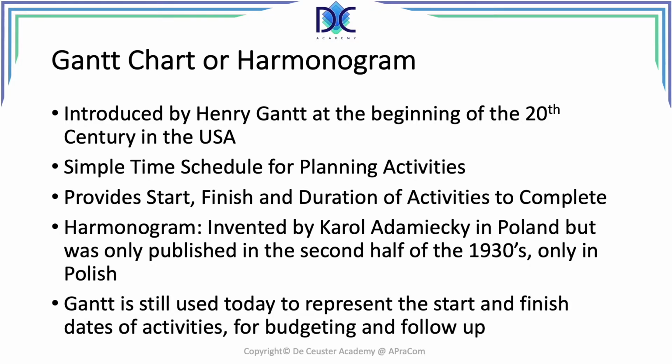The Gantt chart provides the overview of the start, finish, slack, and the duration of the activities to complete. It is basically the schedule baseline and is later used for resources allocation and evaluation. At the same time, a Polish engineer, Karol Adamiecki, developed a similar system which he called the harmonogram. Unfortunately, he only published his work in the second half of the 1930s and only in Polish. Nobody in the Western world knew about the method, and the Gantt chart conquered the world.